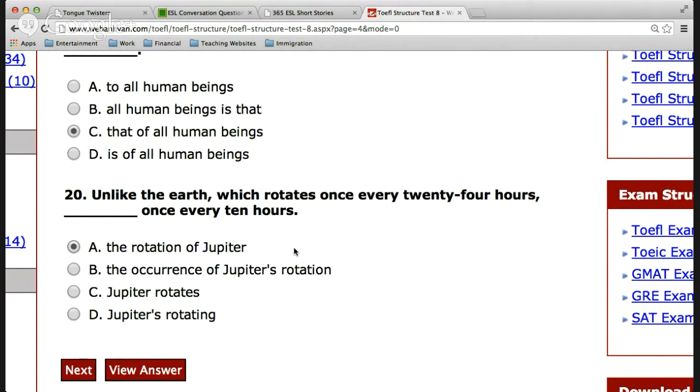I think it's letter C. Instead of is, you would probably use happens or occurs. You need a verb, whatever it is. So our answer is not A. What other one would it be? Amparo says C. Anybody else? C, Jupiter rotates once every 10 hours. Yes, C. Let's try that. Unlike the Earth, which rotates every 24 hours, Jupiter rotates once every 10 hours. So our answer is C. Jupiter rotates. With A, yes, the rotation of Jupiter happens or occurs once every 10 hours.